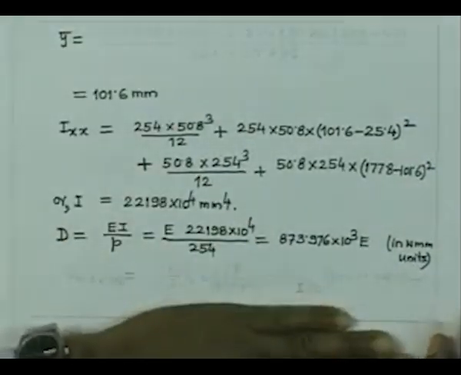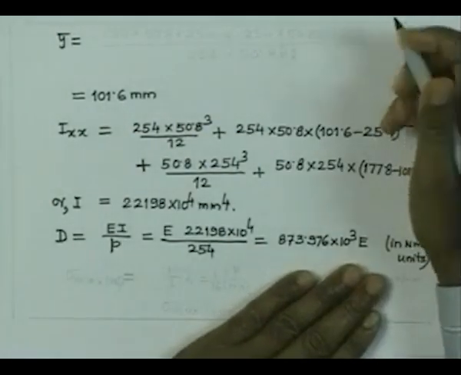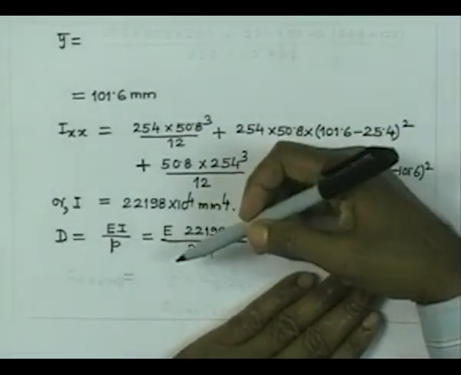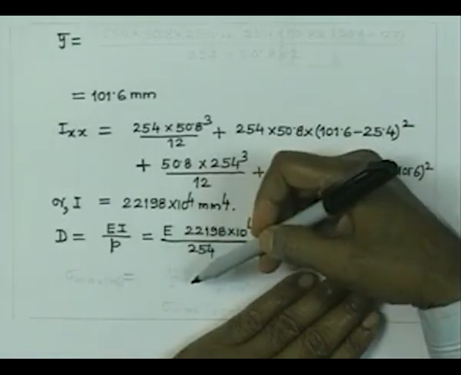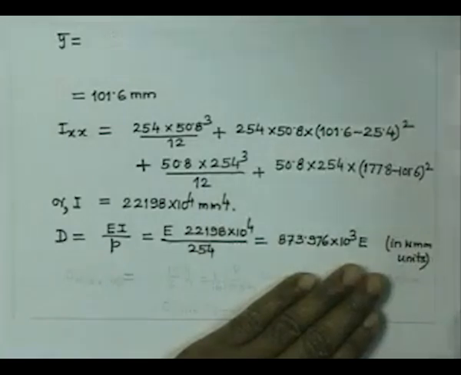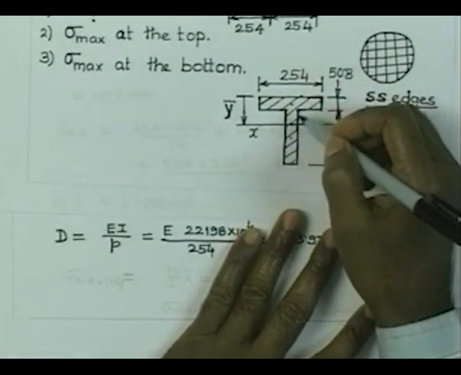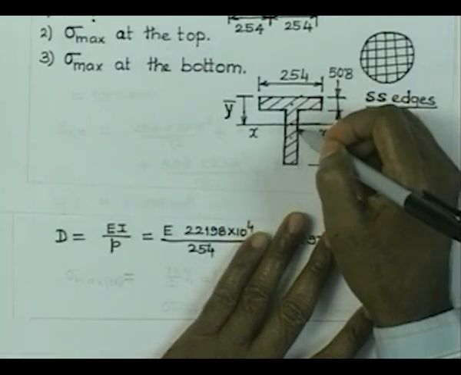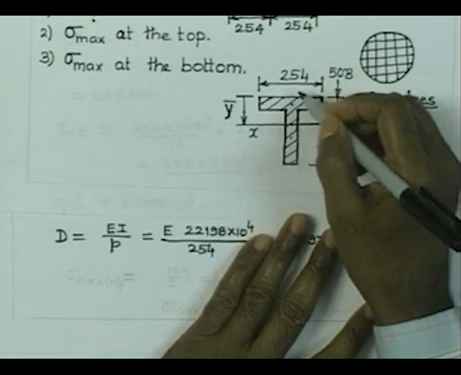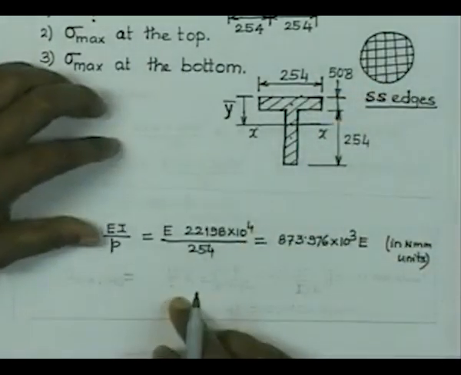Now, how do you calculate the stress at the top and bottom? We can apply the formula that stress is nothing but the maximum moment M by I into y1, the distance of the fiber. So, what it means is that if you are interested in calculating the stress at the top, you find out the maximum moment, divide it by I, and multiply by y, and that will give us the stress.